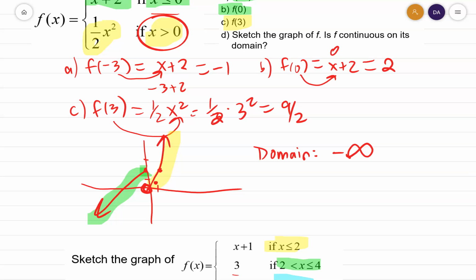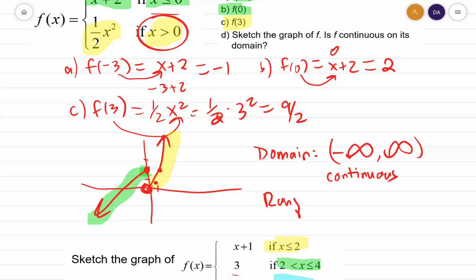If both of these were open, or if there was a gap, we'd have to put a gap in the domain. But it's closed here, and it picks right back up here, and it keeps going what? Right forever. So from negative infinity to infinity. If there's no gaps, we say the domain is continuous.